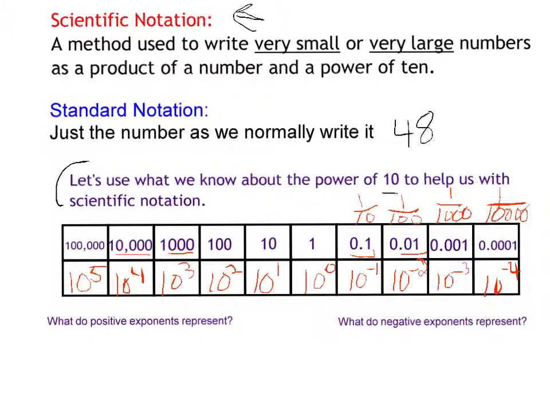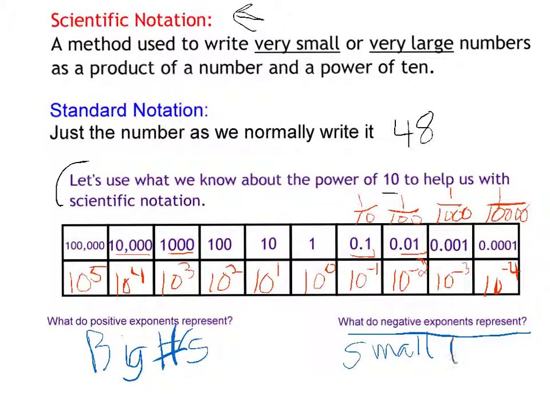So, just a quick reminder, look at these and ask yourself, what do positive exponents represent? Big or small numbers? They represent big numbers, so they represent large numbers, okay? Big numbers. Numbers bigger than 1. And what do negative exponents represent? I would say they represent small numbers. Okay? Because these are all decimals here.